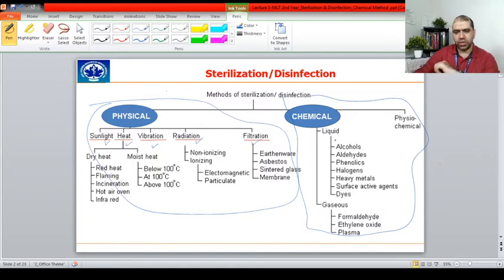In this we'll be talking about the chemicals which are in liquid form, for example alcohols, aldehydes, phenolics, halogens, heavy metals, surface active agents, for example detergents, dyes, and gases, for example formaldehyde, that is HCHO, then we have ethylene dioxide, and we have also the plasma. In physiochemical methods, it is a combination of the physical and chemical methods where we'll be using steam as a form of physical method and formaldehyde as a form of chemical method. So that is what we know by physiochemical methods.